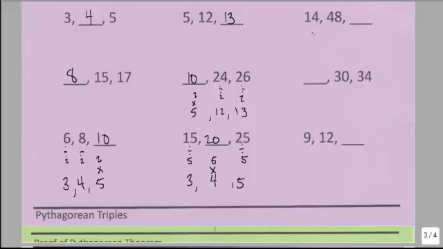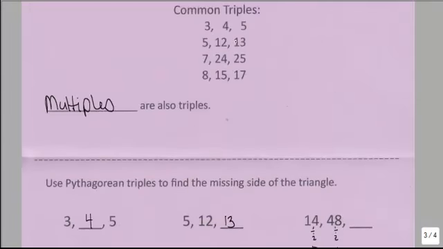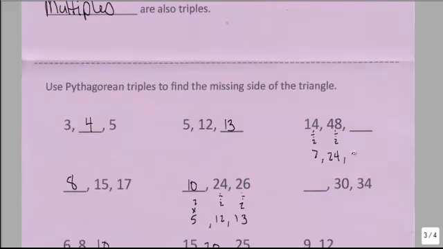Numbers that go into 14 and 48 are 2, so divide it by 2. 14 divided by 2 is 7. 48 divided by 2 is 24. So let's find the triple that's 7 and 24. 7, 24, and 25. So this one's 25. We need to multiply it times 2, and it'll be 50.